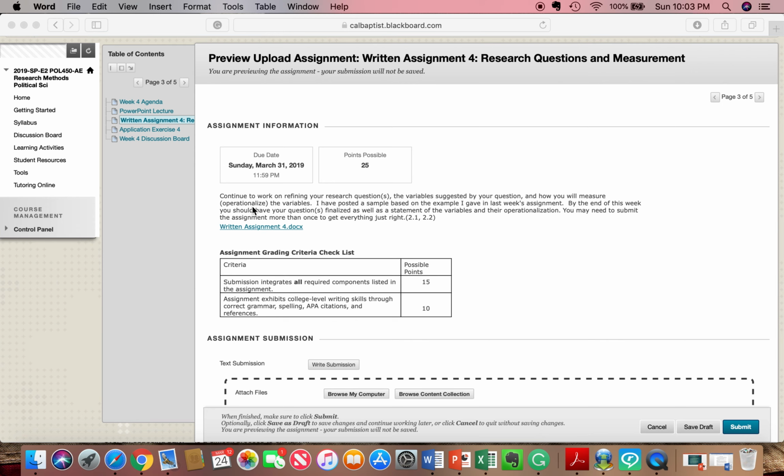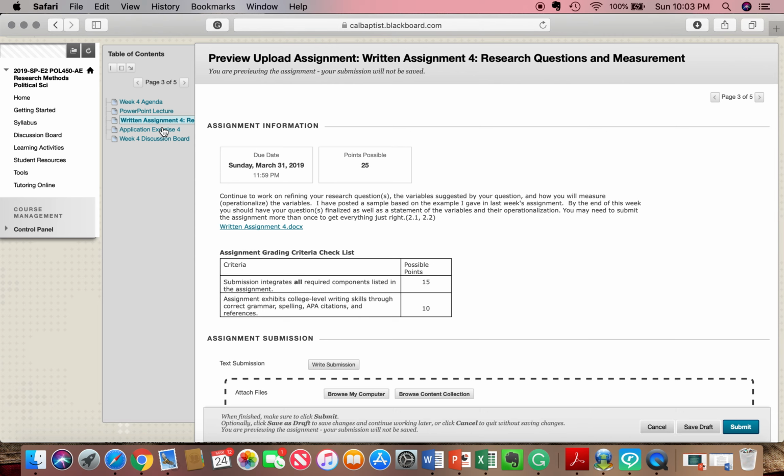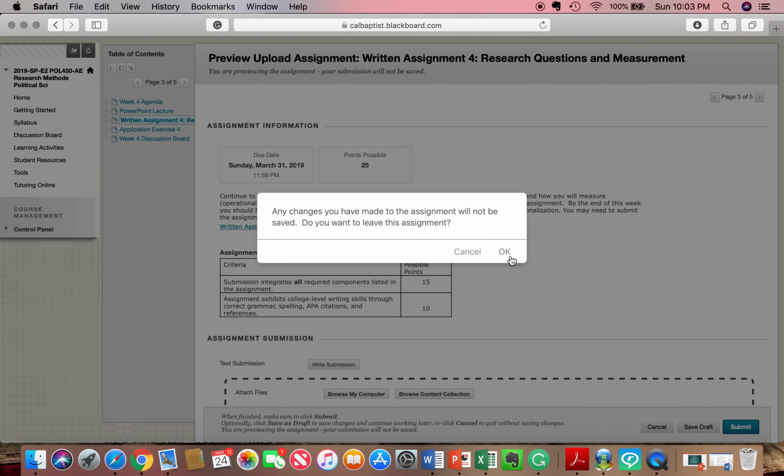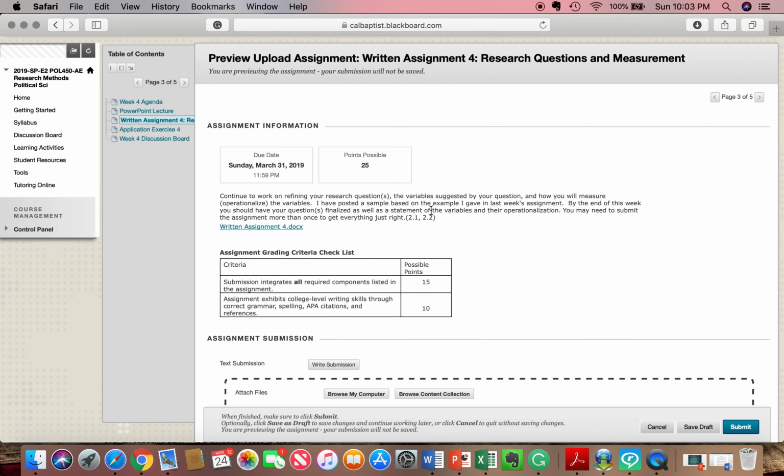So that is going to be our written assignment number 4, research questions and measurement. This assignment is 25 points, and like all of our assignments, it is due Sunday at 11:59 of week 4, which will be March 31st.